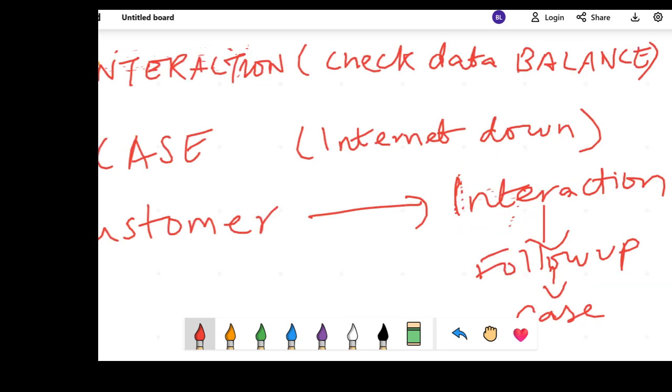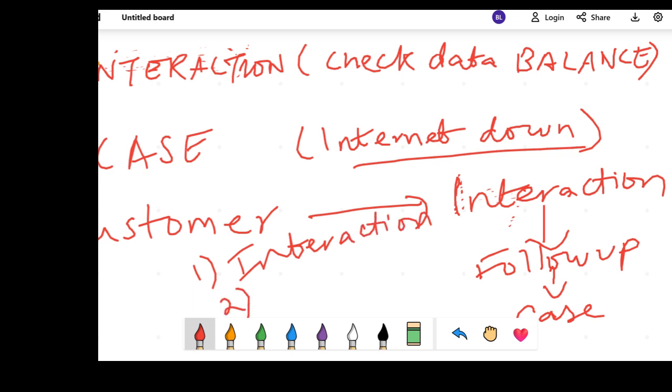But if the follow-up is required, like I said, the internet down scenario, in that case the follow-up was required. So for the internet down issue, there will be two records created. First will be interaction, and second would be case. So you understood the difference, right? Both the records will be created for this internet down scenario. In the first scenario, only the interaction record will be created, not the case. So I hope that this is clear.